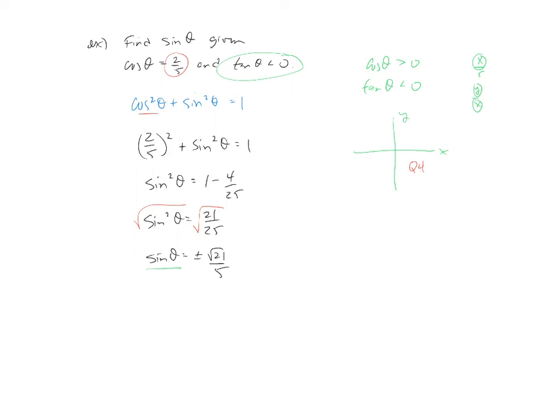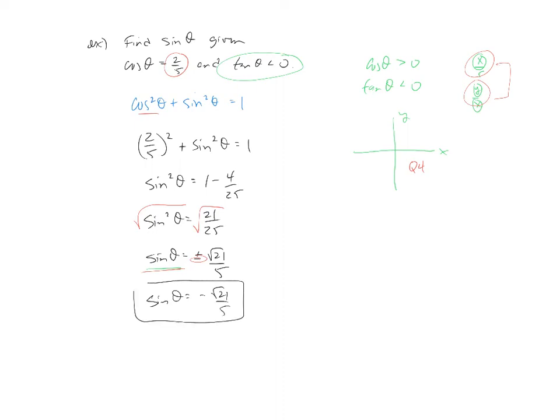Okay, now if you're having a hard time seeing that, I'd recommend putting together some possible ordered pairs with x's and y's and understanding the relationship of their ratios from above. So since we're in quadrant 4, sine is going to be negative in quadrant 4. So our final answer now, sine of theta, would be negative square root of 21 over 5.